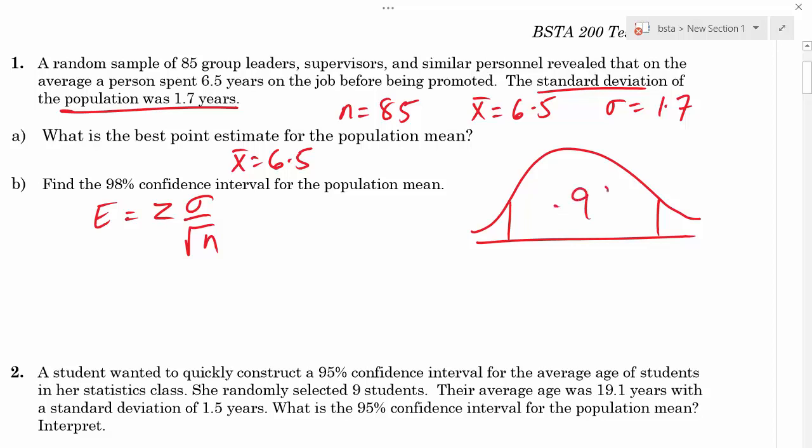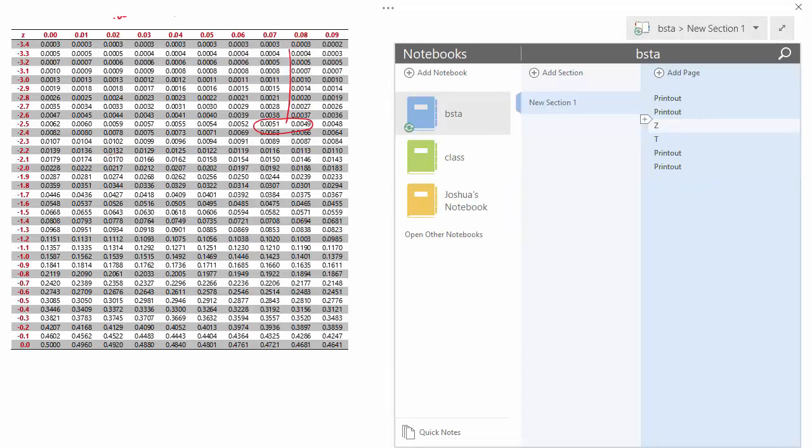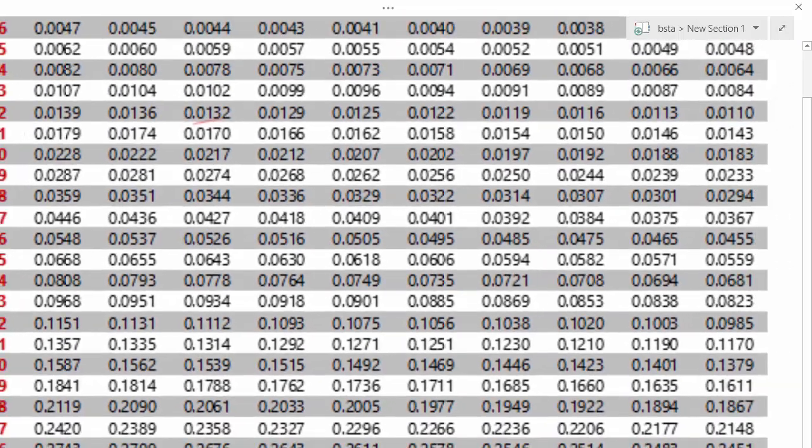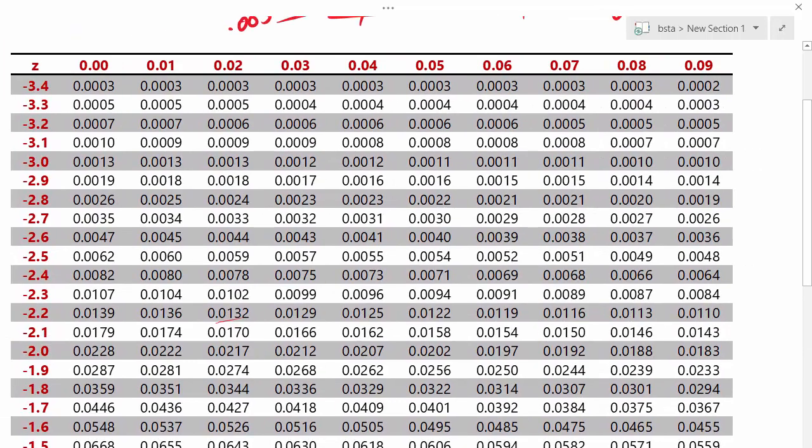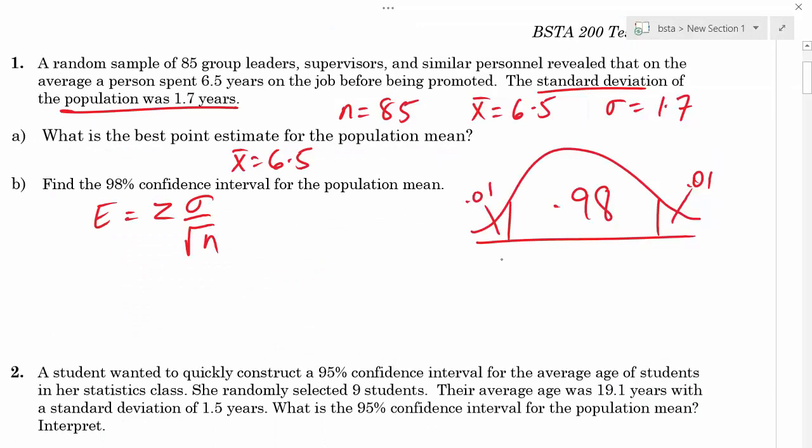So you have 0.98 in the middle here, which means you're going to have 0.01 in each tail. So what is the corresponding Z score? Let's go to the Z table and look for the closest number to 0.01. If you go to the Z table, this is your Z table, you're looking for the closest to 0.01 here. And the closest you can find to 0.01 here is 0.0099. And that will correspond to a Z value of negative 2.33, as you can see over there. So go back here. This value here is negative 2.33, and that value there is positive 2.33.